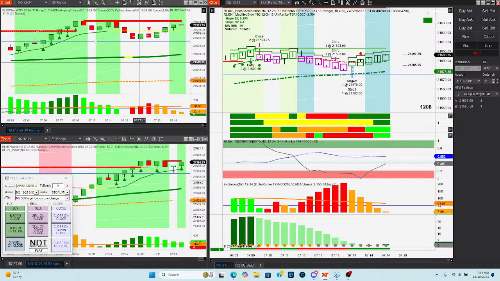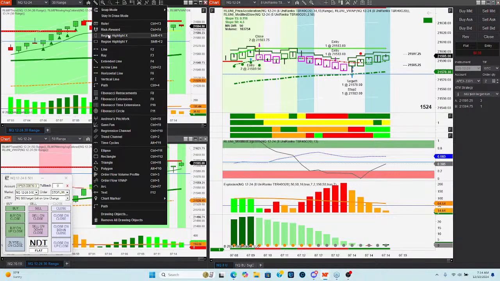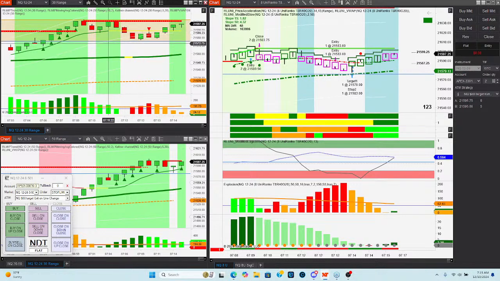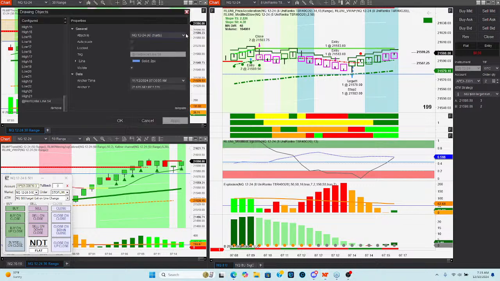Now, I typically do this on the 50. Okay, so I'll draw a box like this, from the high to the low of the candles, maybe a tick beyond. Then I'll put properties on here, and I'll put it on all charts.